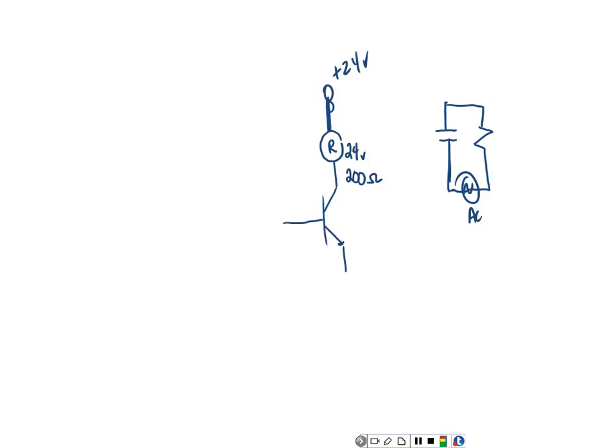When you're operating a transistor as a switch, our power source is just whatever the load requires. And you can go out and buy a 24 volt DC power supply. It's pretty simple.